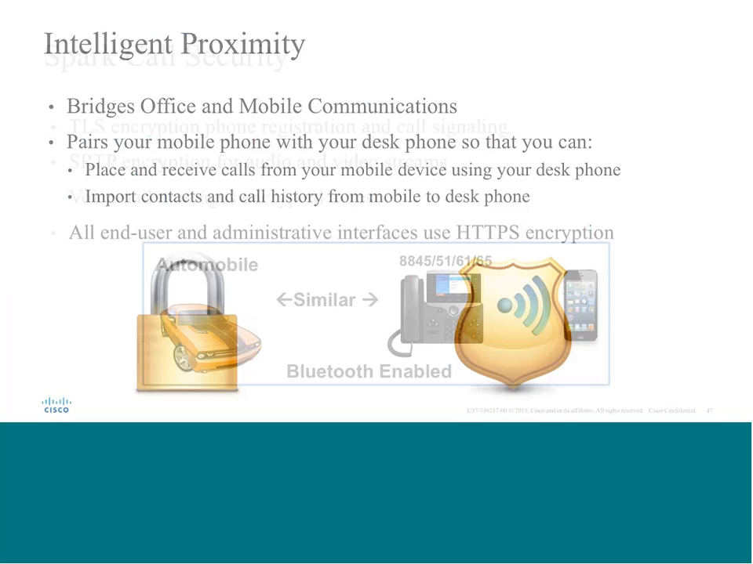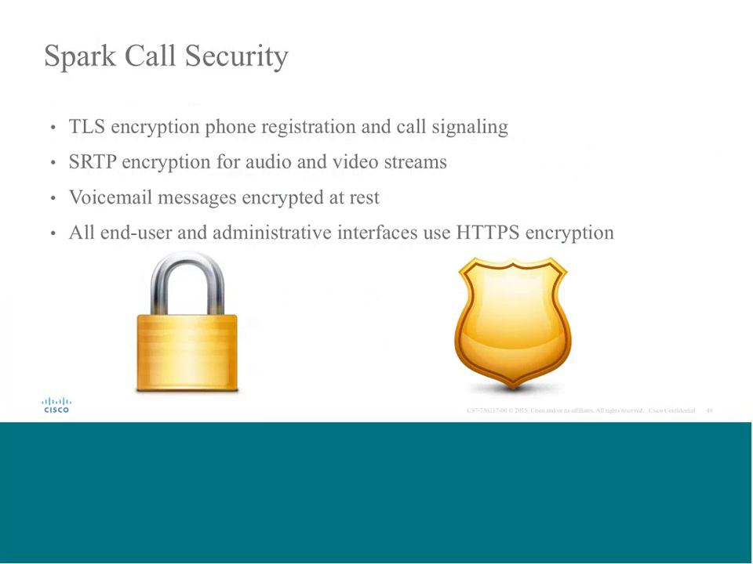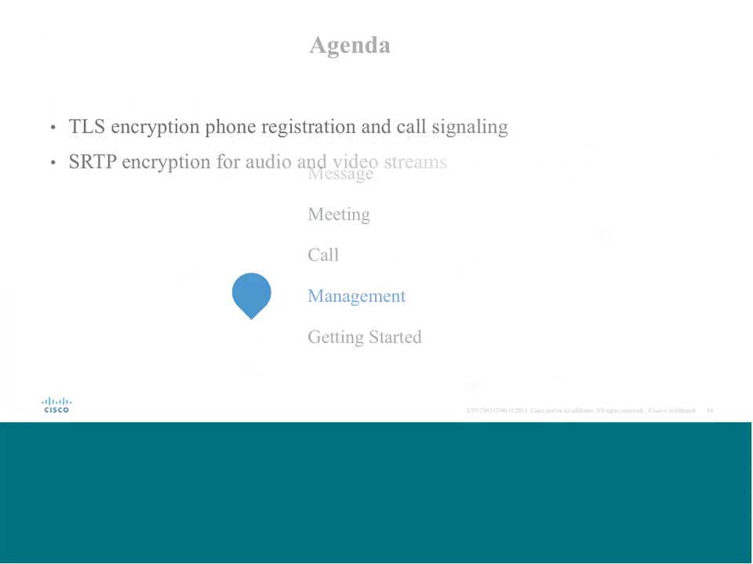And again, a little bit more about Spark Call Security. Security specifically around the Spark Call service. TLS encryption is used for both phone registration and call signaling. SRTP encryption for all audio and video streams. Voicemail messages are encrypted at rest, and all end-user and administrative interfaces use HTTPS encryption. So again, end-to-end encryption across the entire solution.